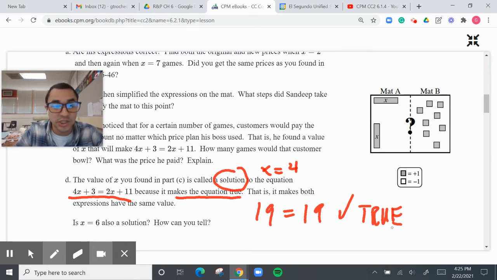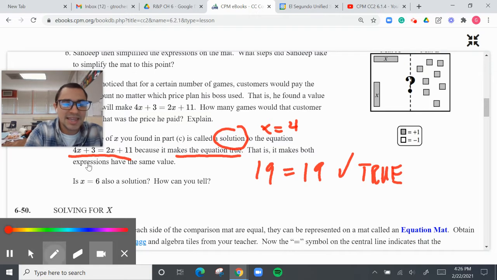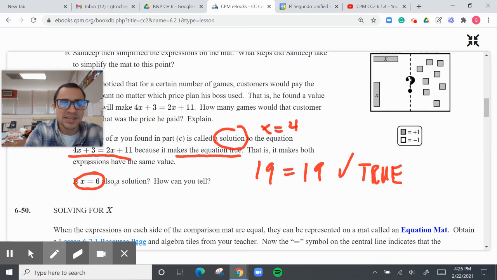If you don't get a true statement, that means your solution is wrong. Make sure the solution is wrong if it's not true. Not true, not good. All right, that makes both expressions have the same value. Is x equals 6 also a solution? How can you tell? Well, how can you tell if something's a solution?